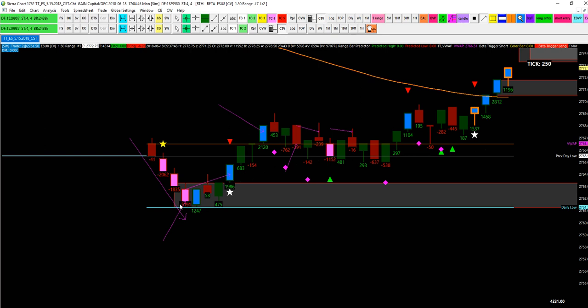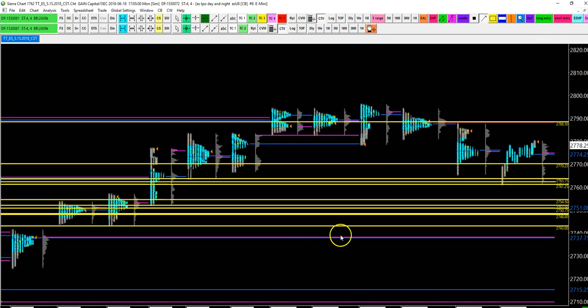Now, this is tricky, and I want to cover this for a second. When the market consolidates under prior day's value, I'm going to switch over to this because I cover this a lot. I'm going to erase this really quick.